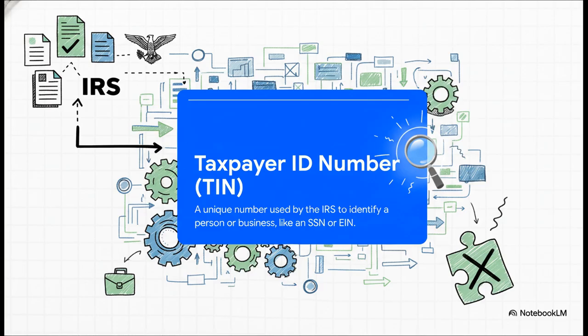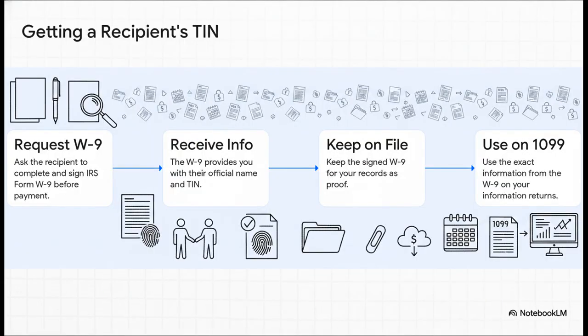Getting this next part right is, well, it's everything. The Taxpayer Identification Number, or TIN. This is the absolute linchpin of the whole system. A wrong TIN is probably the number one most common and most easily avoidable mistake you can make. So, how do you guarantee you have the right TIN? Easy. One little form, the W-9.